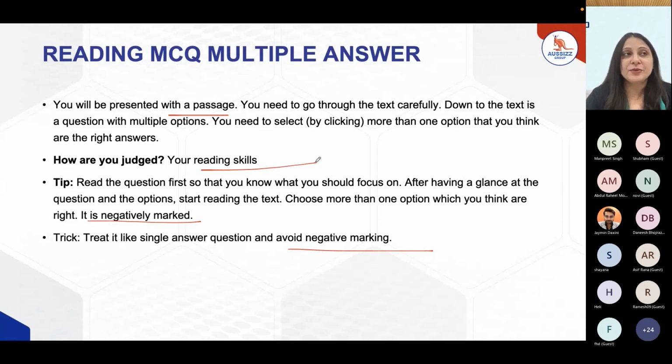You will be given marks only in the reading section. Read the question first so that you know what you should focus on. After having a glance at the question and the options, start reading the text. Select only one answer if you're not sure enough, to avoid negative marking.